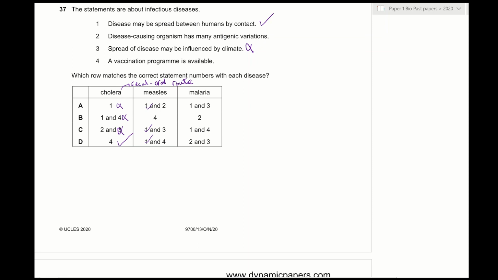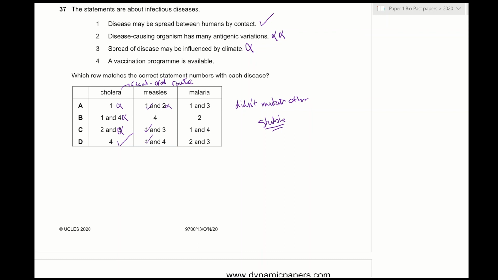Let's see 2. Disease-causing organisms have many antigenic variations. This for sure is incorrect. The reason why measles was eliminated in the first place was that it did not mutate often. The virus stayed stable for a long period of time, so it did not mutate. This is what helped with the vaccination programs. So 2 is certainly incorrect.